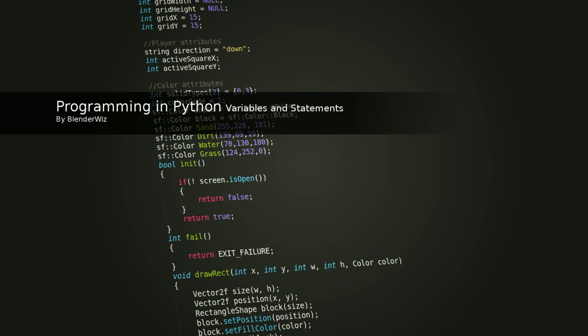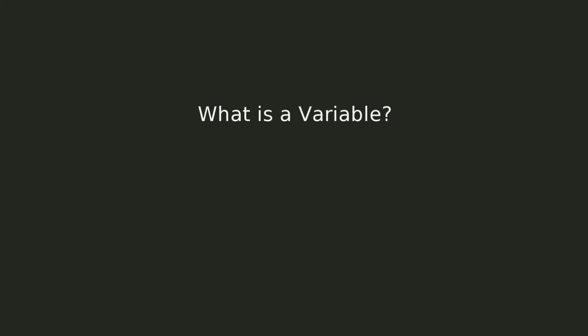This video is going to cover the two most basic elements in programming, variables and statements. Variables. What are they for? A variable is a data storage element that allows the computer to retain a piece of information for any given amount of time. Without variables, the computer is unable to remember, so to speak, a piece of data.